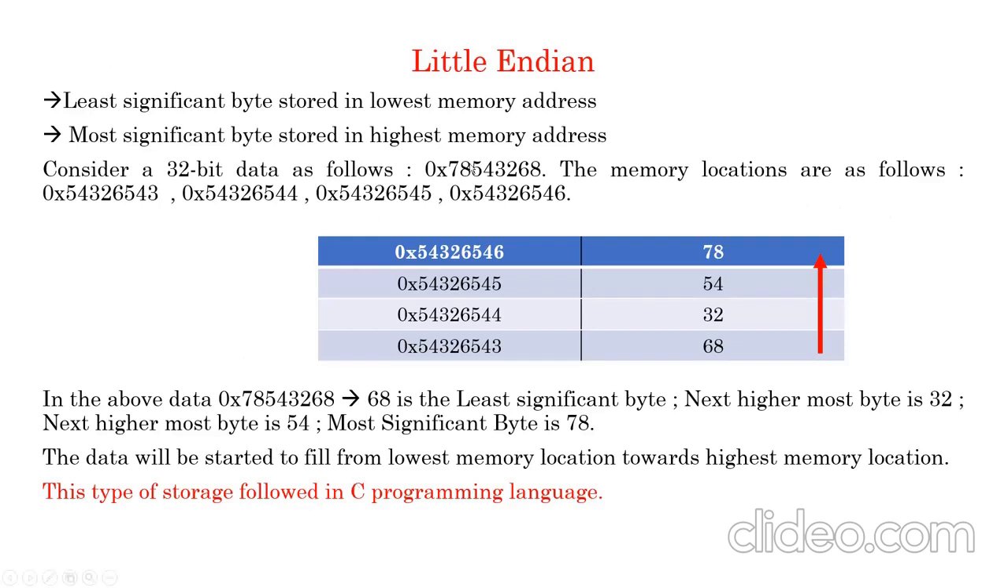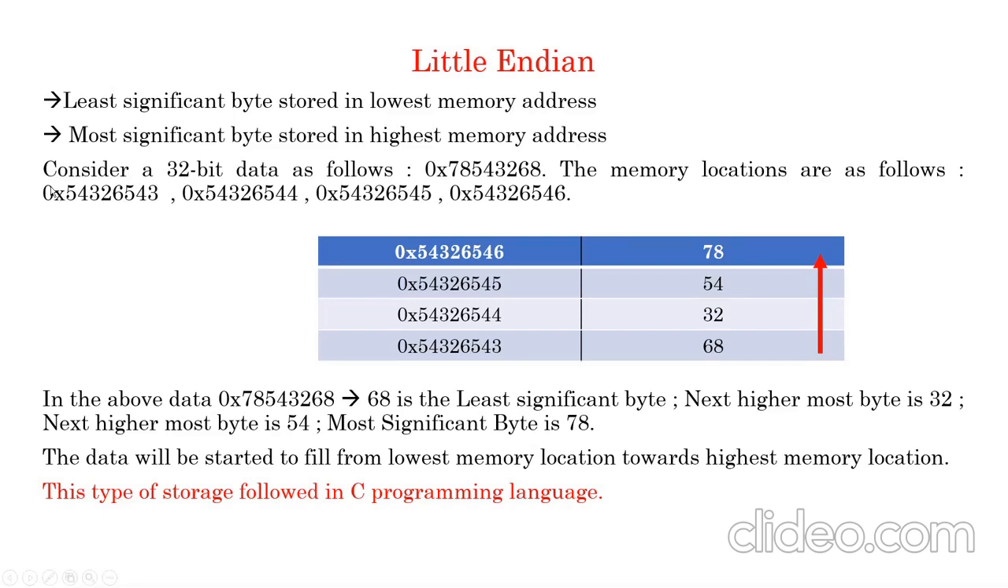Suppose I have data like this: 0x78543268. This is a 32-bit data. I am considering 4 memory locations: 0x54326543, 54326544, 54326545, 54326546. Here the memory location ending with 3 is the smallest memory location.